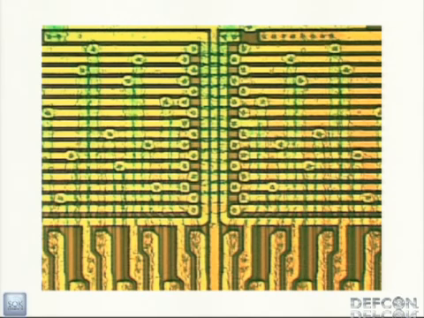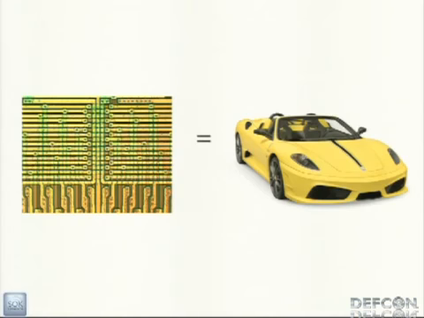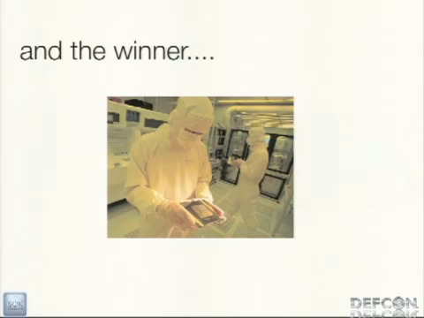So one analogy that I like to use for this is that doing it in software is kind of like an octopus riding a tricycle versus a Ferrari or something like that. So I think in this case, the winner is definitely the ASIC.